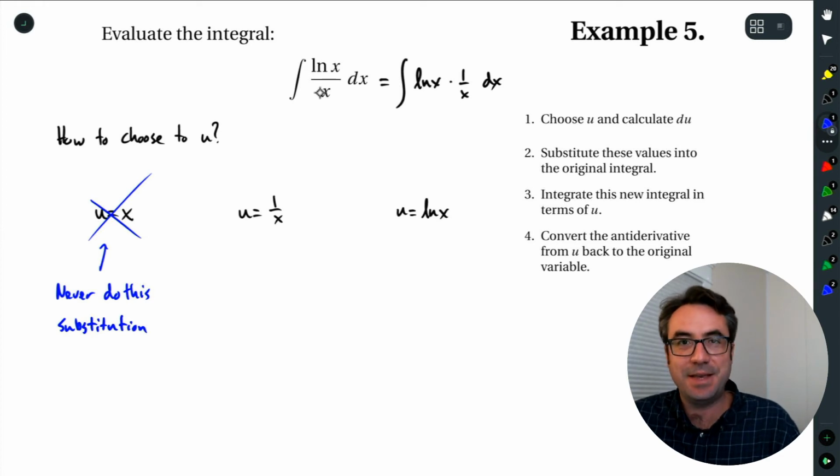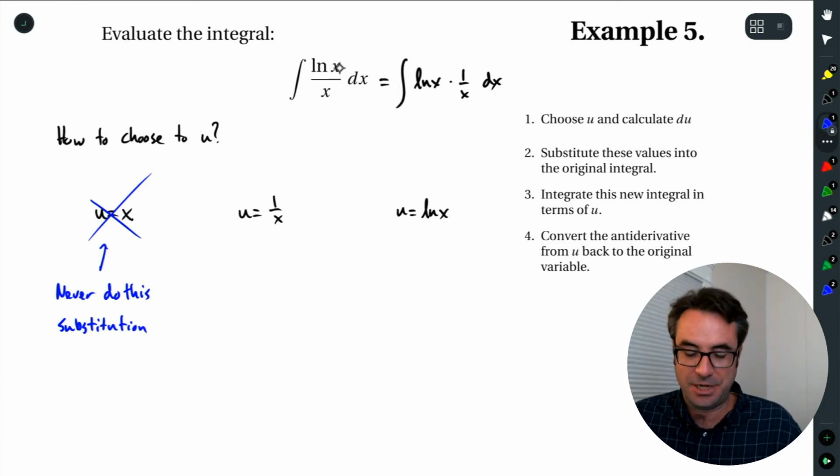is the exact same integral. It's just going to be natural log u over u du. So all you did is change the x to a u, but it's literally the same antiderivative problem. So this does not get you anywhere. You're just renaming your variable, and you're at the exact same place you started. So we never do this substitution, u equal to x.